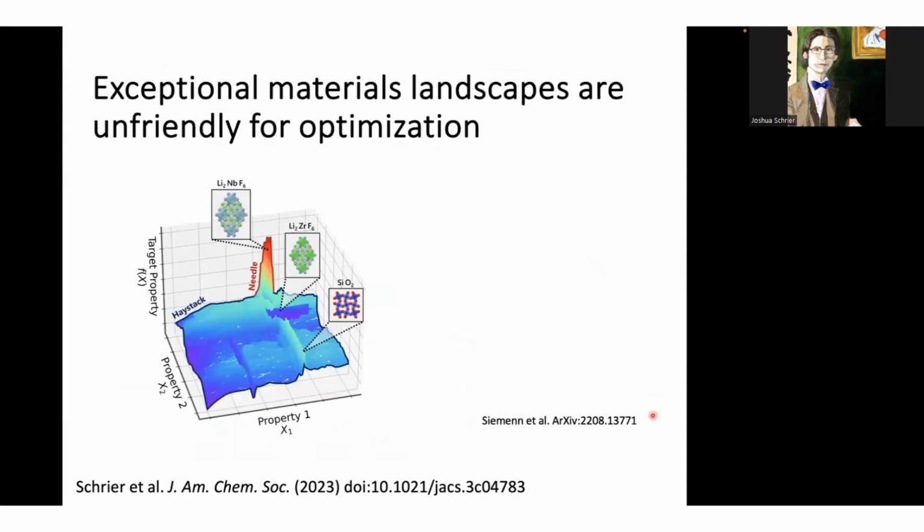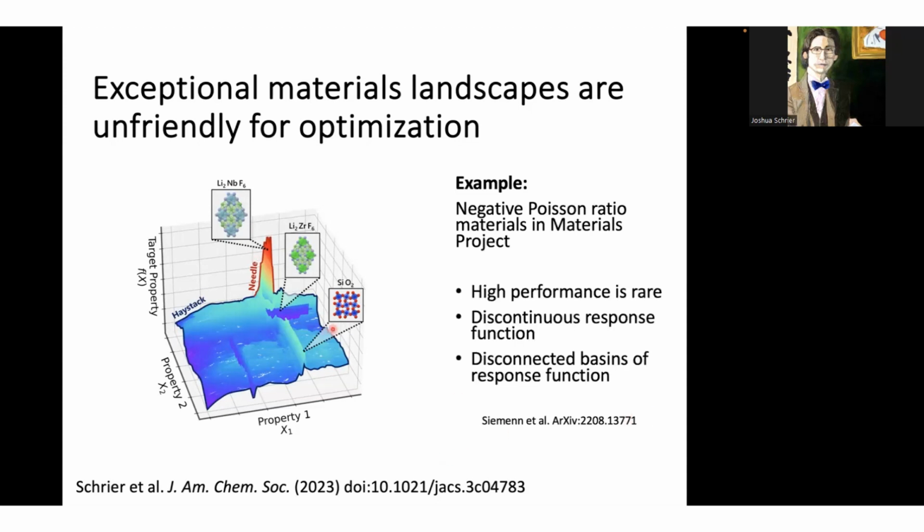So what we find is that for these exceptional materials, there are often landscapes that are really unfriendly for optimization. This is a plot of the materials that have a negative Poisson's ratio. In other words, when you pull on them, instead of getting skinnier, they get fatter, right? So what are the materials that have a negative Poisson ratio in the Materials Project, and how does that relate to other properties?